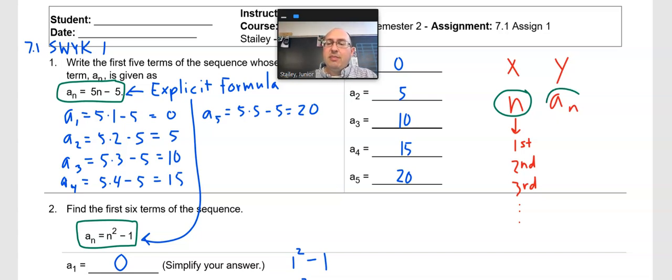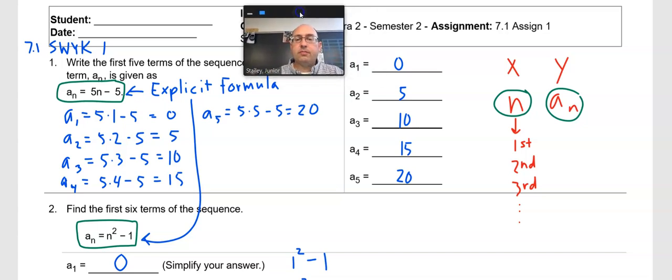But then a sub n represents the value of the term, okay? So it's kind of like an x and a y, and I want you to get that in your mind, that it's like an x and a y. It's not really anything different. It looks different, sure, but it's not really anything different.